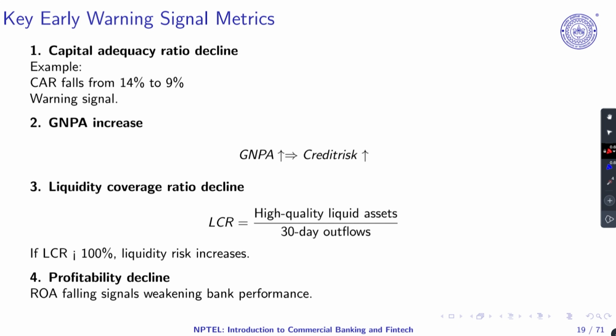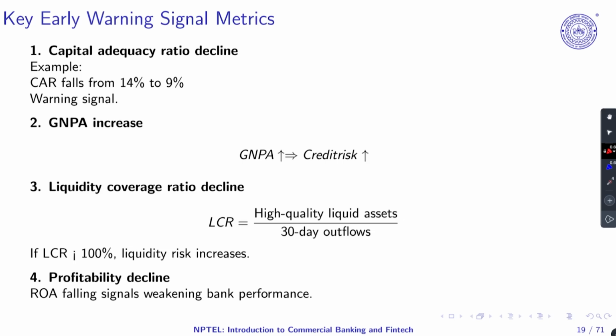We know that if the capital adequacy ratio, for example, last week the bank had a capital adequacy ratio of 15%, but now within a week, because of the structural shock, it has come down to 9%, then it creates trouble for the bank. Gross non-performing assets, if they increase, then you have the likelihood of more assets getting impaired, and this creates the trouble of credit risk.